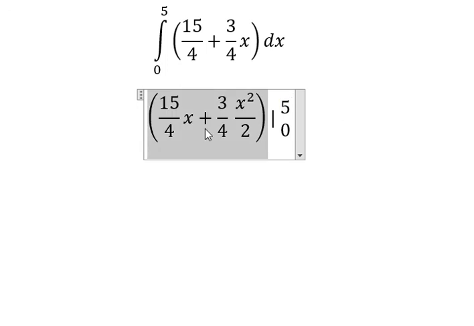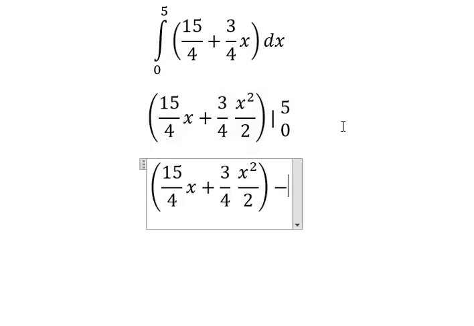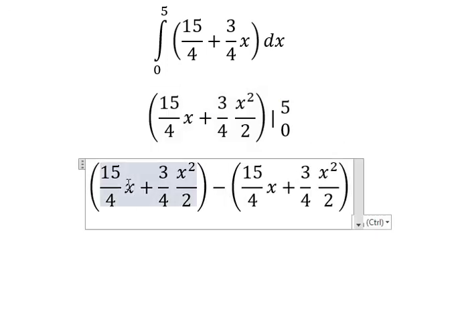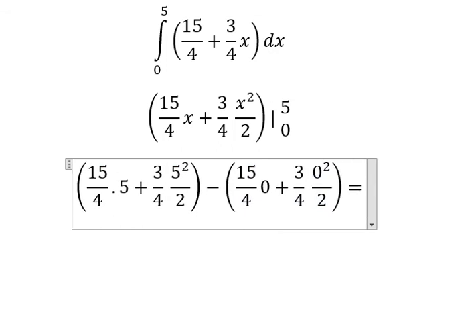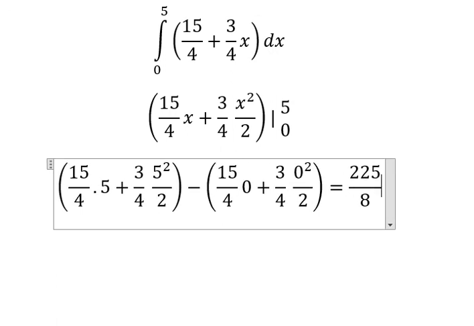And now we can get the final answer. That is about 225 over 8. This is the end.